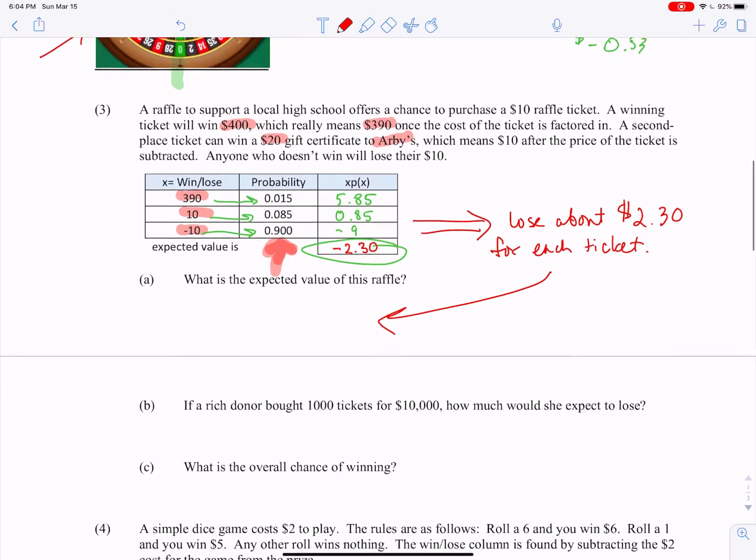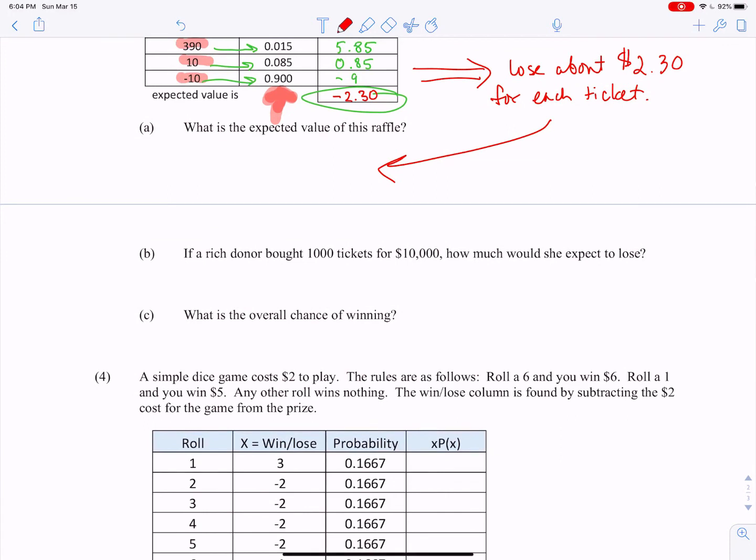Now part B asks, if a rich donor bought 1,000 tickets for $10,000, because they are after all rich, how much would she expect to lose? All right, well, to find out, if you bought 1,000 tickets, you would take 1,000 times negative 2.30, and that would be equal to minus $2,300, right? So that makes sense because the rich donor spent $10,000. She's going to win a few, but on average, she's going to lose. She's going to lose $2,300 out of the $10,000.